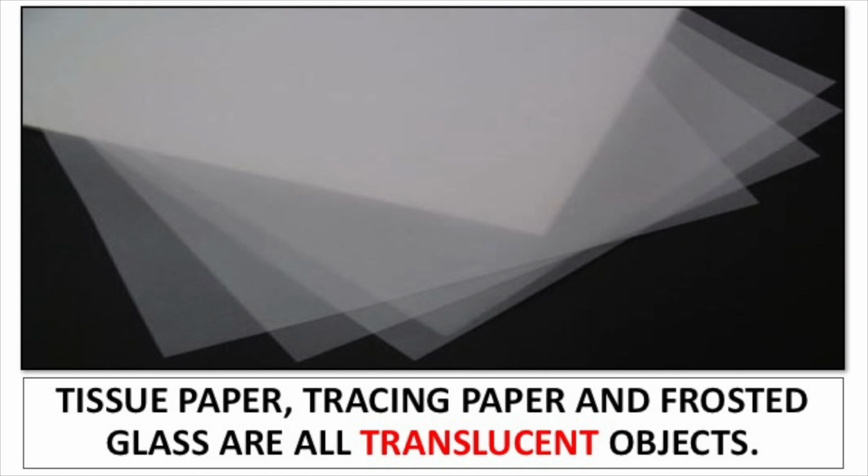Tissue paper, tracing paper, and frosted glass are all translucent objects. Yes, translucent allows some light through, but not all.